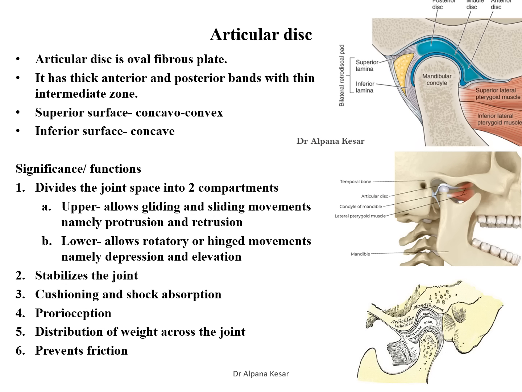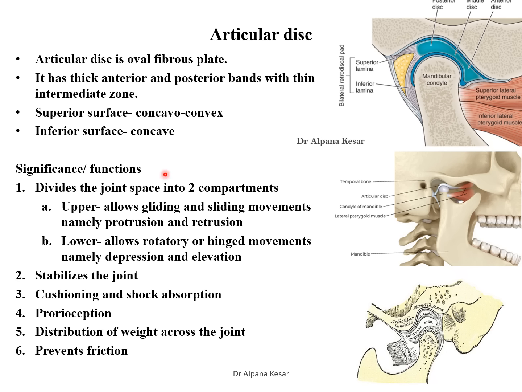Articular disc. Articular disc is an oval fibrous plate. It is present within the temporomandibular joint space. It has a thick anterior band, a thick posterior band with a thin intermediate zone. The posterior-most part divides into two lamina and is called bilaminar. The superior surface is concavo-convex and the inferior surface is concave.